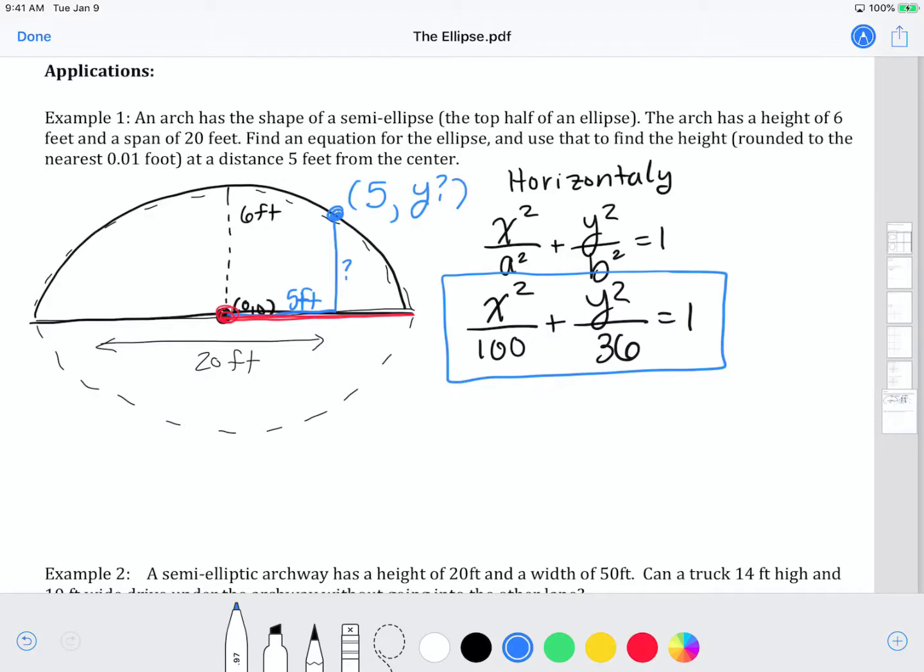Now, it wants us to find the height, which would be the y value, when we come out 5 feet from the center. So that's when x would be 5. So I'm going to plug in 5 for x and solve for y. If I plug in 5 for x, that's going to be 5 squared, which is 25. And I would have 25 over 100. And 25 over 100, if we reduce it, would be 1/4.